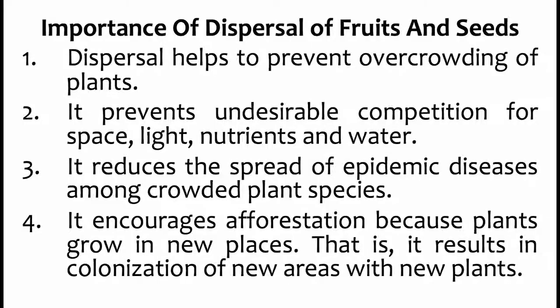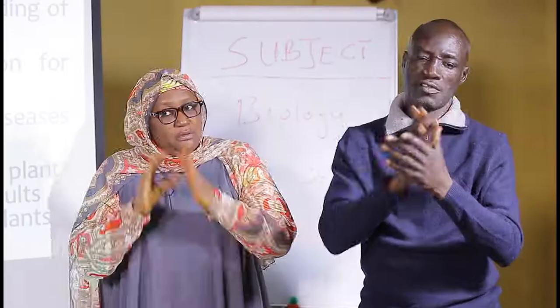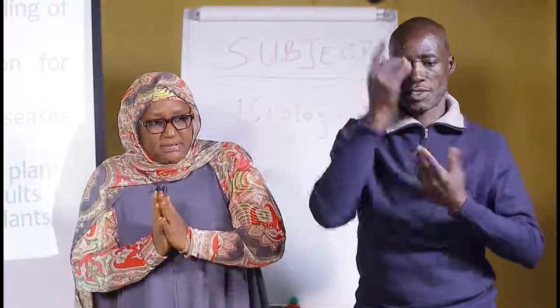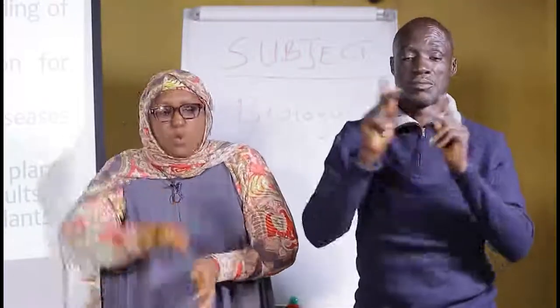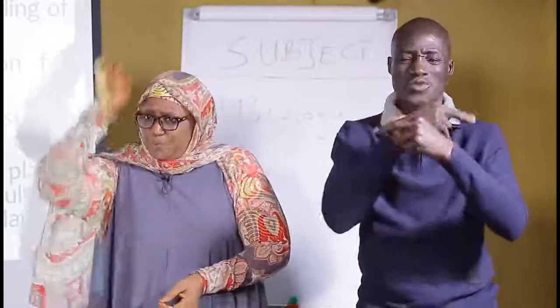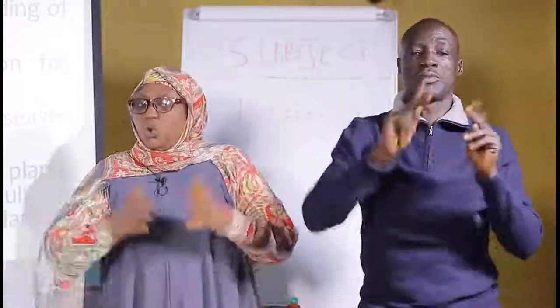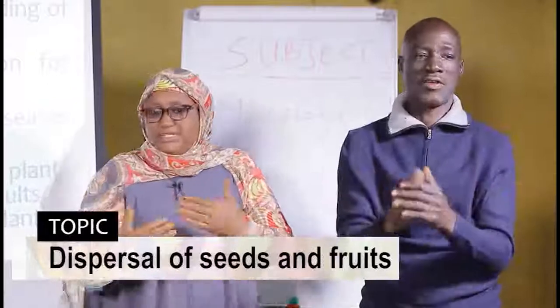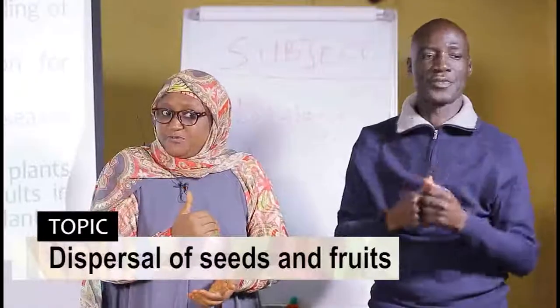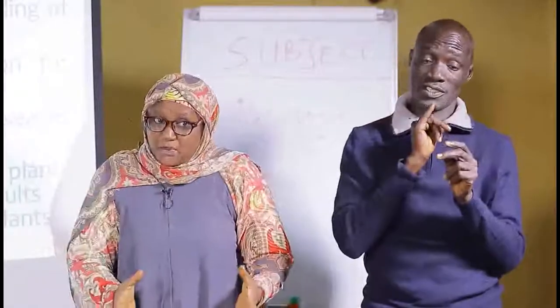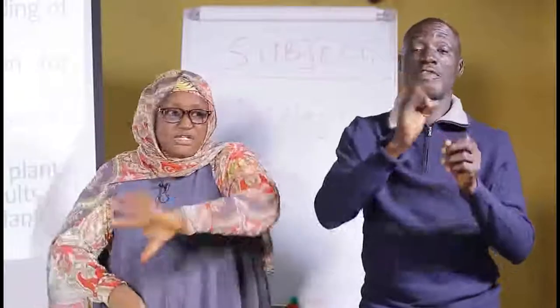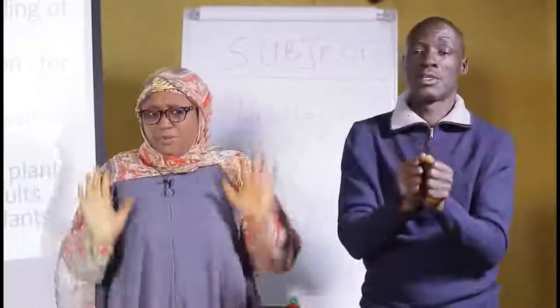Then the next point is it reduces spread of epidemic diseases among crowded plant species. My student, even in human beings, when you are crowded and one of you is infected with a particular disease, it can spread to any other person. Just like corona, we've been saying we need social distance. Because if one person is infected and you people are overcrowded, before you know it, that person has infected so many of you. So it's the same thing with plants.